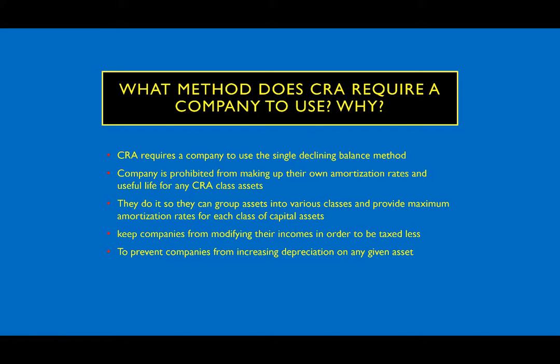The CRA does this so they can group assets into various classes and provide maximum amortization rates for each class of capital assets. This keeps companies from modifying their own incomes in order to be taxed less, and also prevents companies from increasing depreciation rates on any given asset.